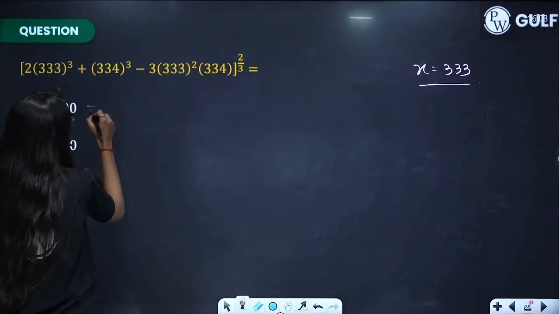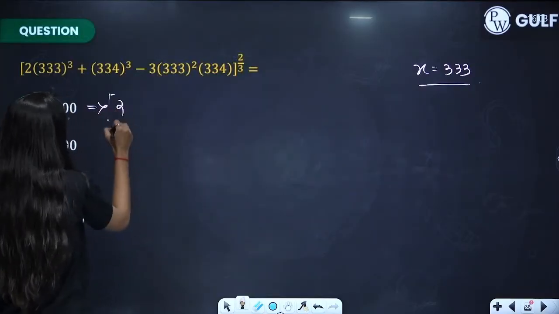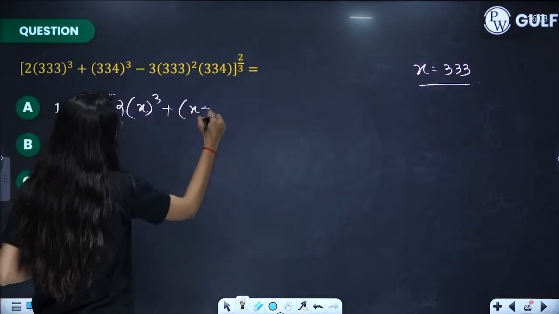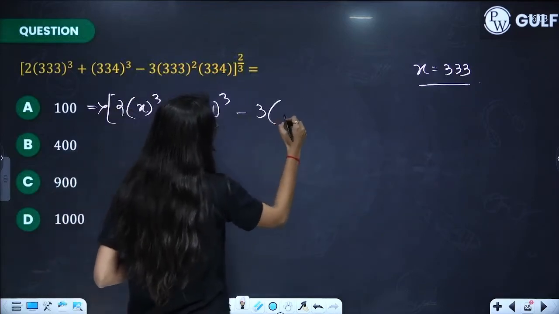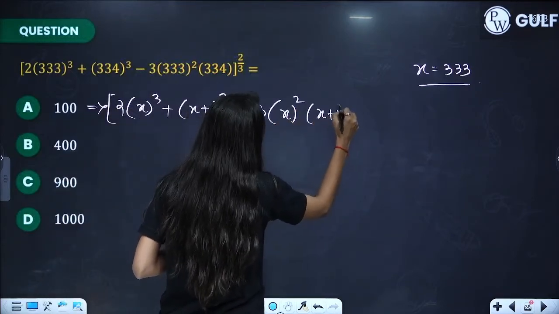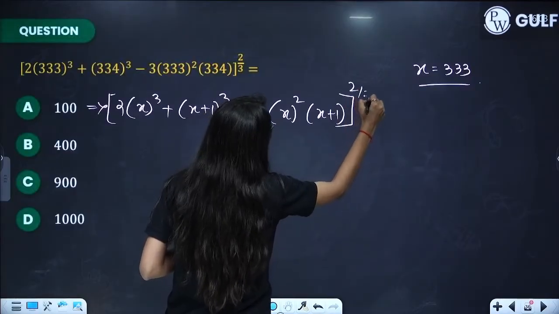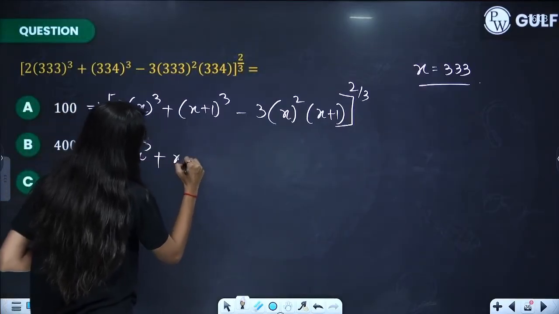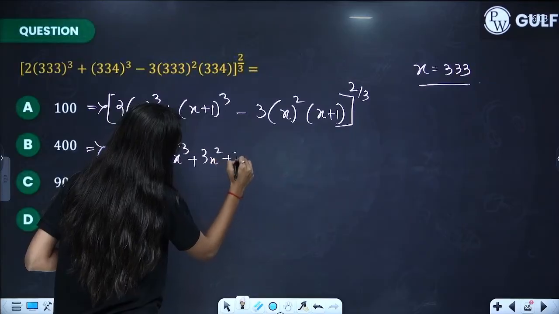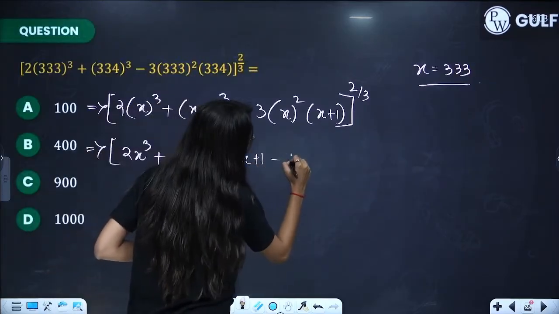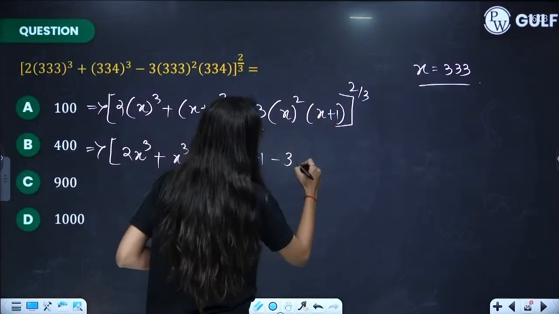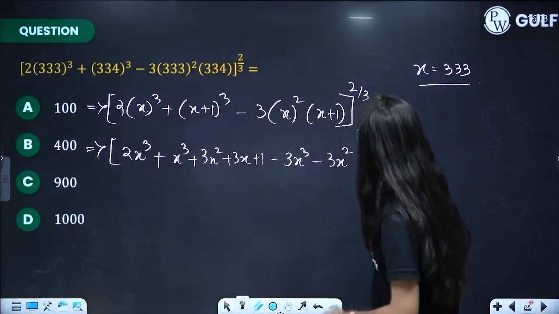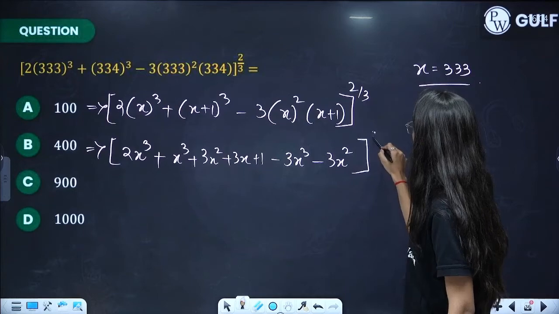Okay, so 2 multiplied by x cube plus x plus 1 whole cube minus 3 into x square multiplied by x plus 1, raised to 2 by 3, which will result in 2x cube plus x cube plus 3x square plus 3x plus 1 minus, I'm straight away multiplying it in the bracket, 3x cube minus 3x square, raised to 2 by 3.